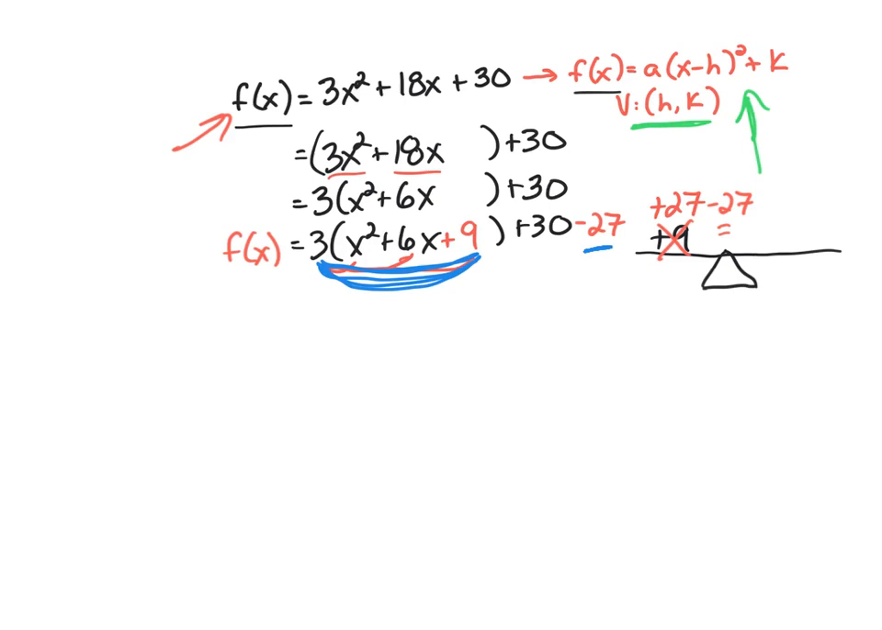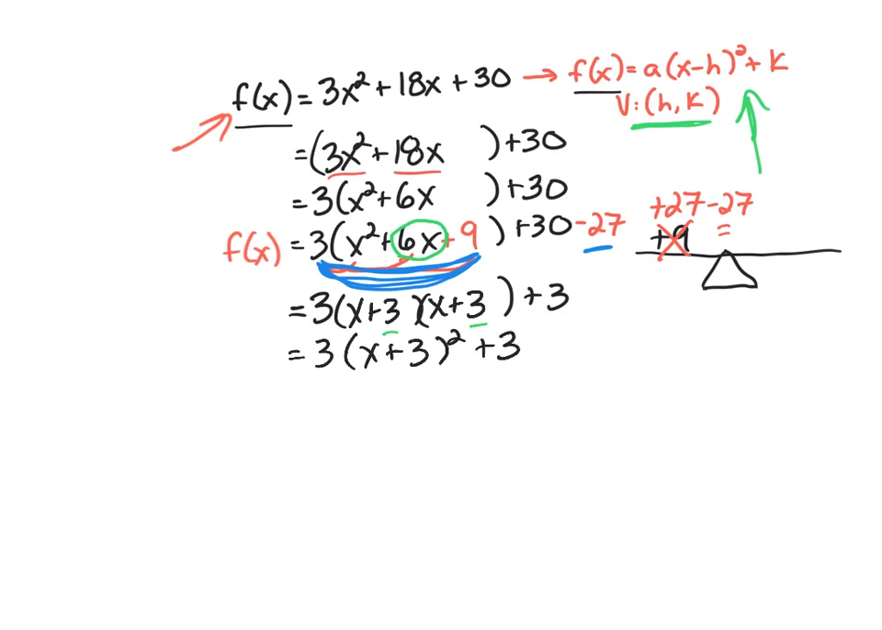Now I'm going to clean this up a little bit. So we have 3 times, and we know this should now be a perfect square trinomial because I completed the square, and 30 minus 27 is 3. So to factor my perfect square trinomial, this x squared plus 6x plus 9, I should have two binomials that are exactly the same. So I have x plus 3 and x plus 3. And I know from completing the square that the relationship between this b term and the last term is always half. So 3 is half of 6. And then I'm going to rewrite it as a binomial squared, so x plus 3 squared plus 3.